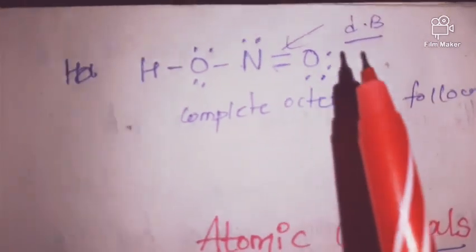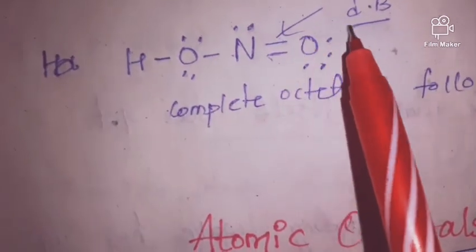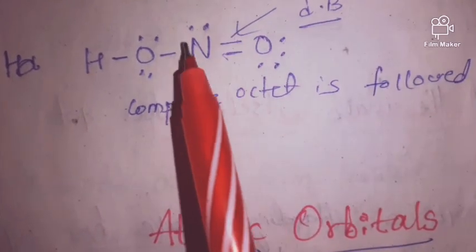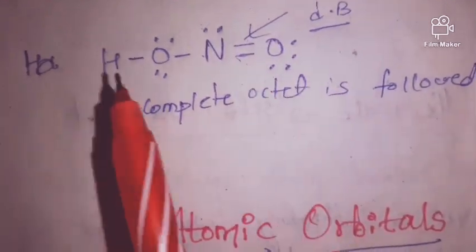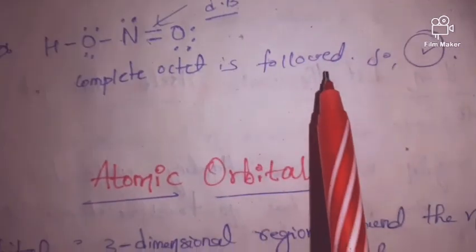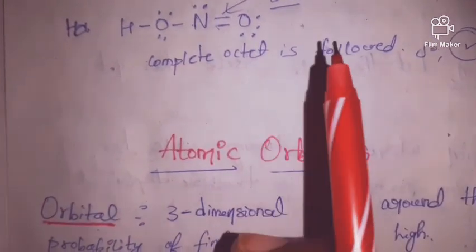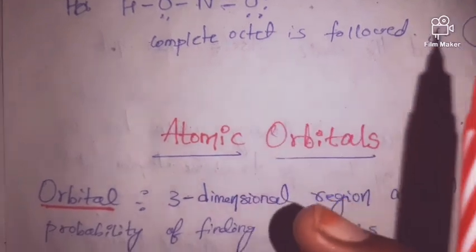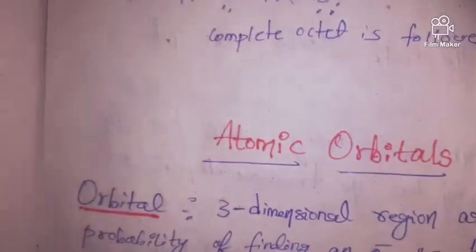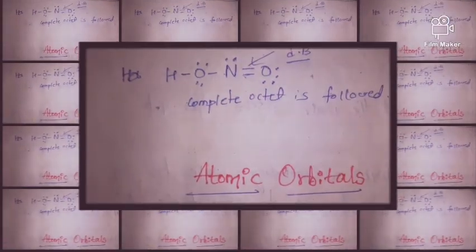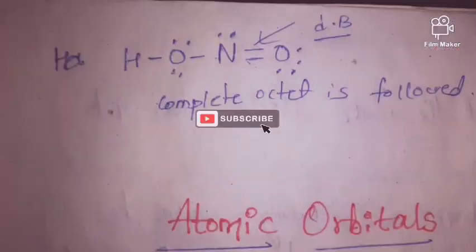See here, by using those pair of electrons, I have mentioned the double bond. Now the complete octet is followed for nitrogen, so this structure is correct. So this is the process for drawing the Lewis structures. Hope you understood this, friends. In my next class I will explain about the atomic orbitals. Thank you.